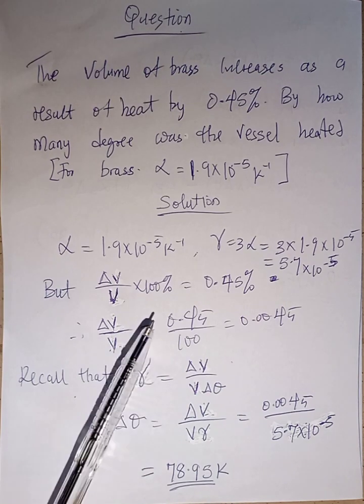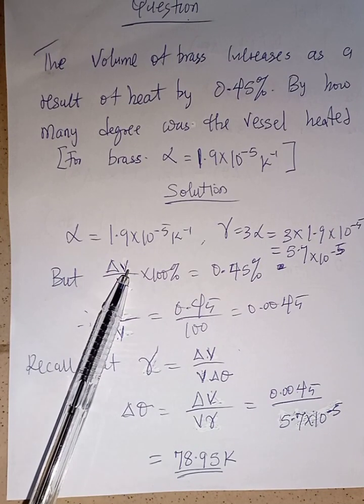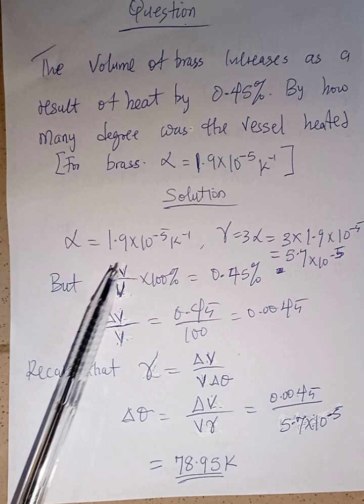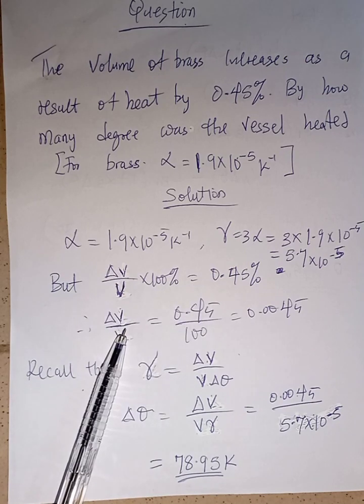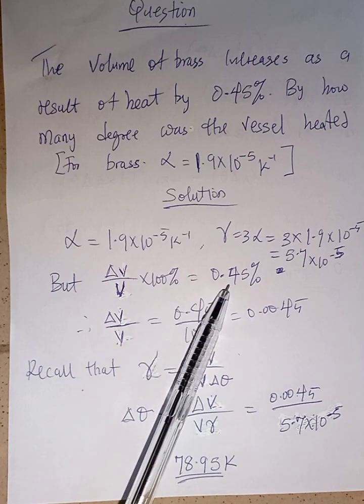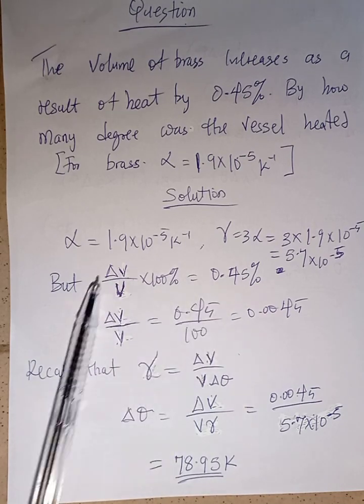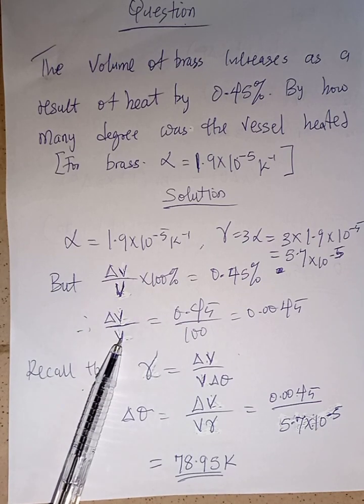So to get back our fraction, because we need this fractional increase in volume to calculate our change in temperature, what do we do? If you multiply a fraction by 100, you get a percentage. To convert the percentage to a fraction again, which is this change in length over length, this is the fraction.